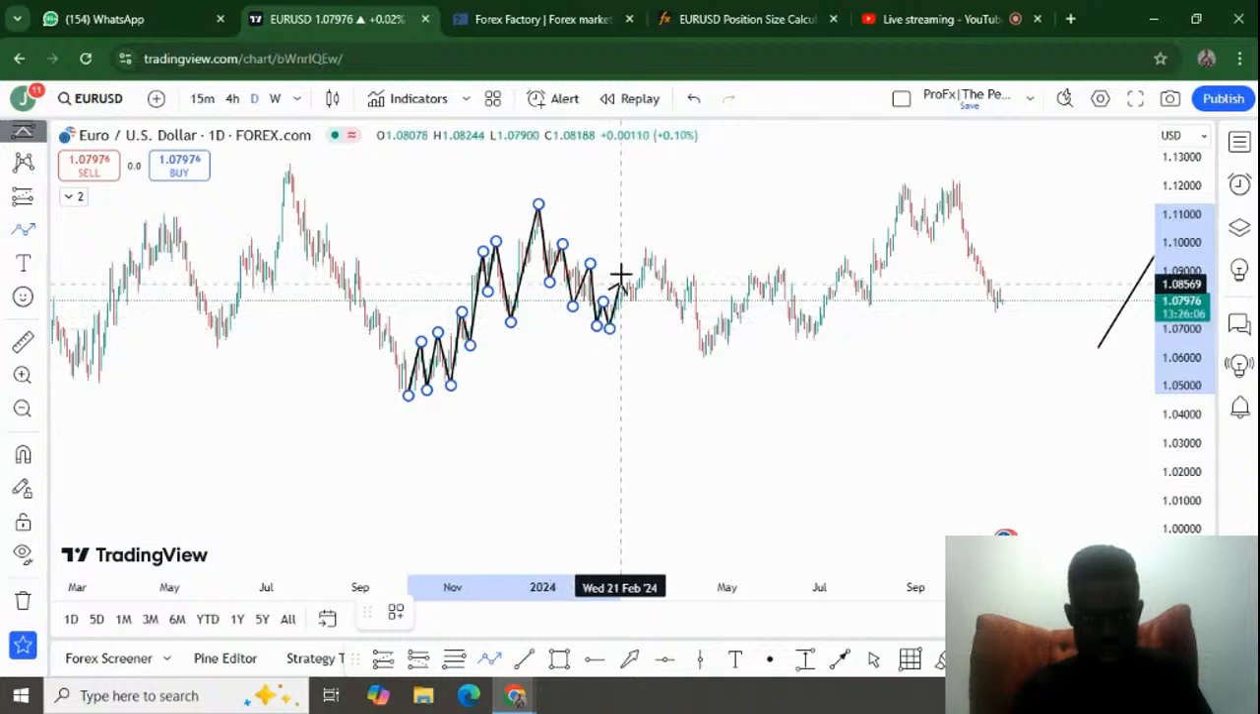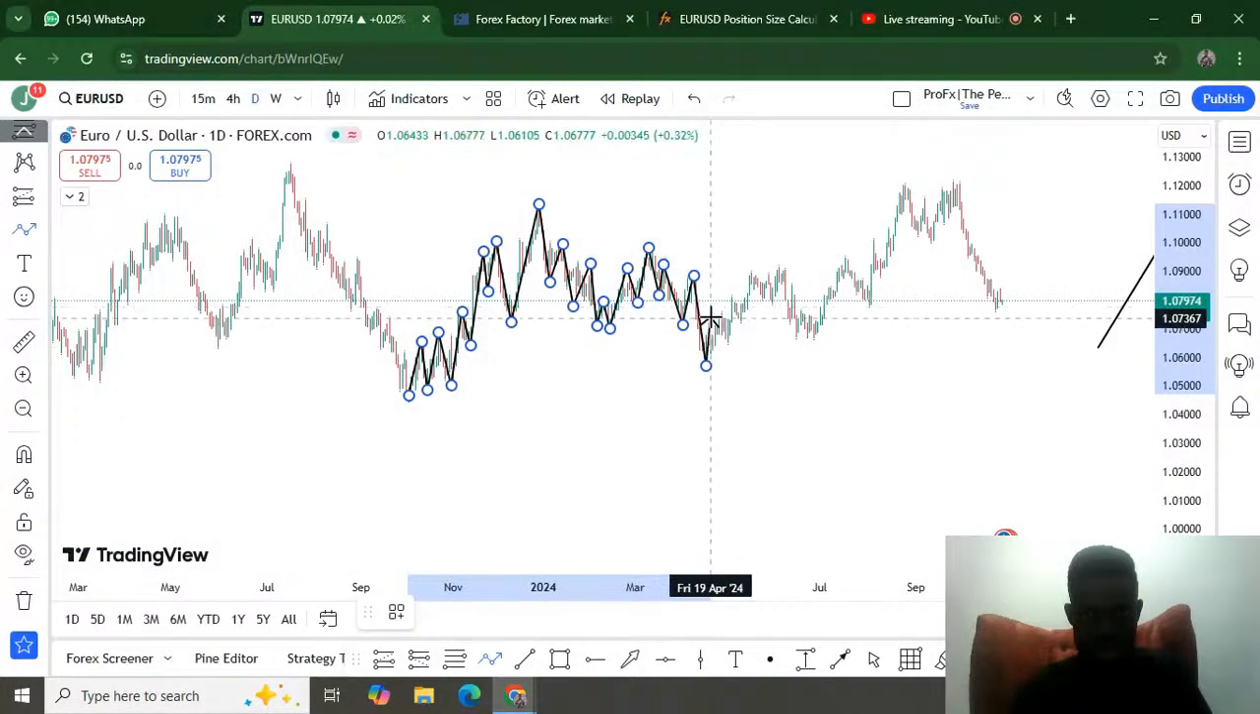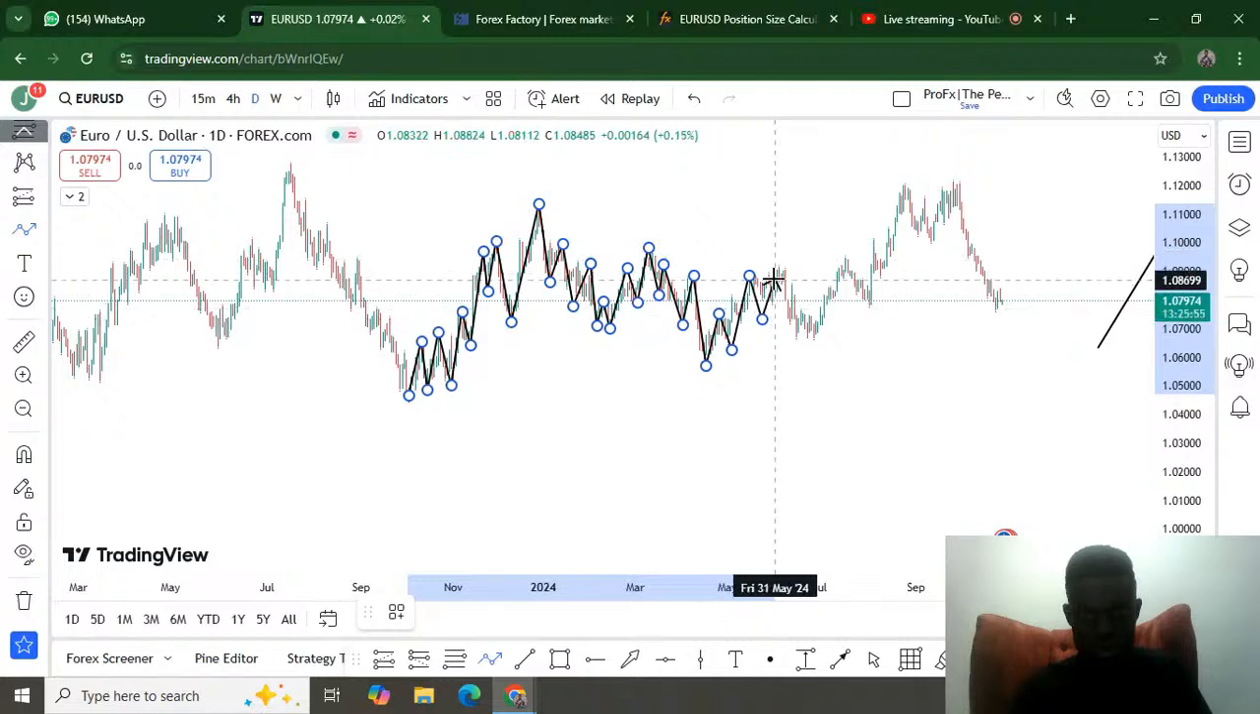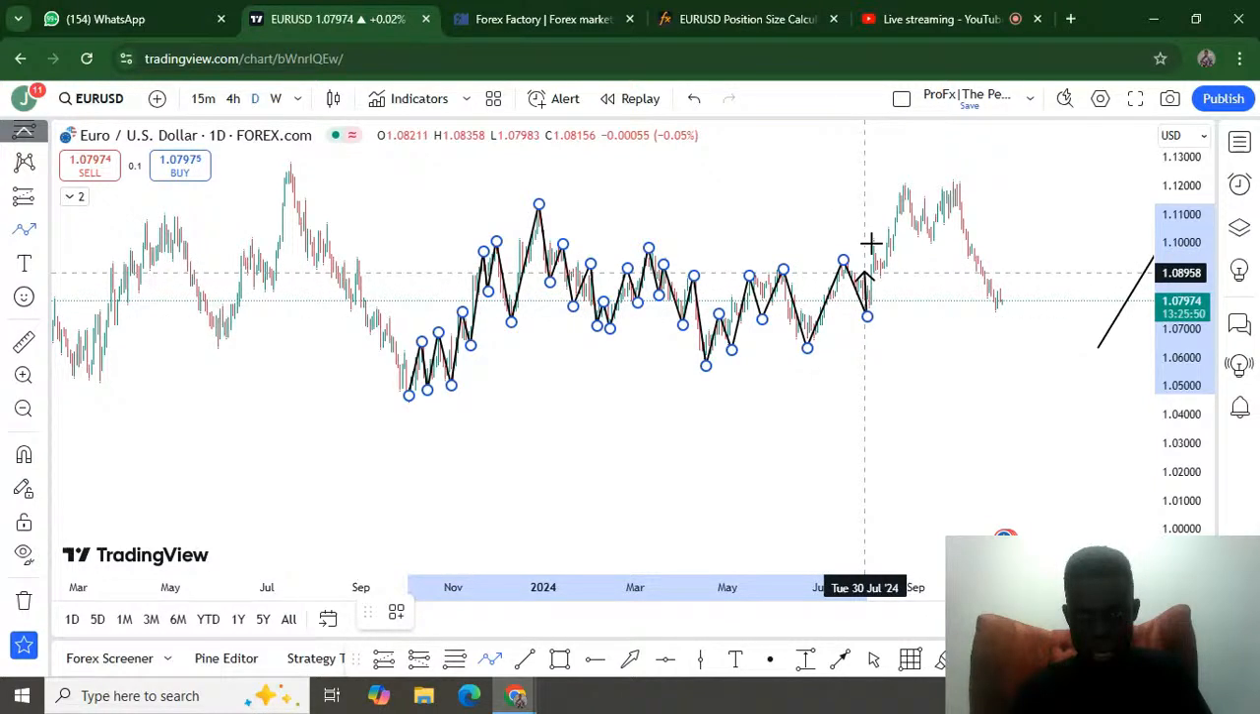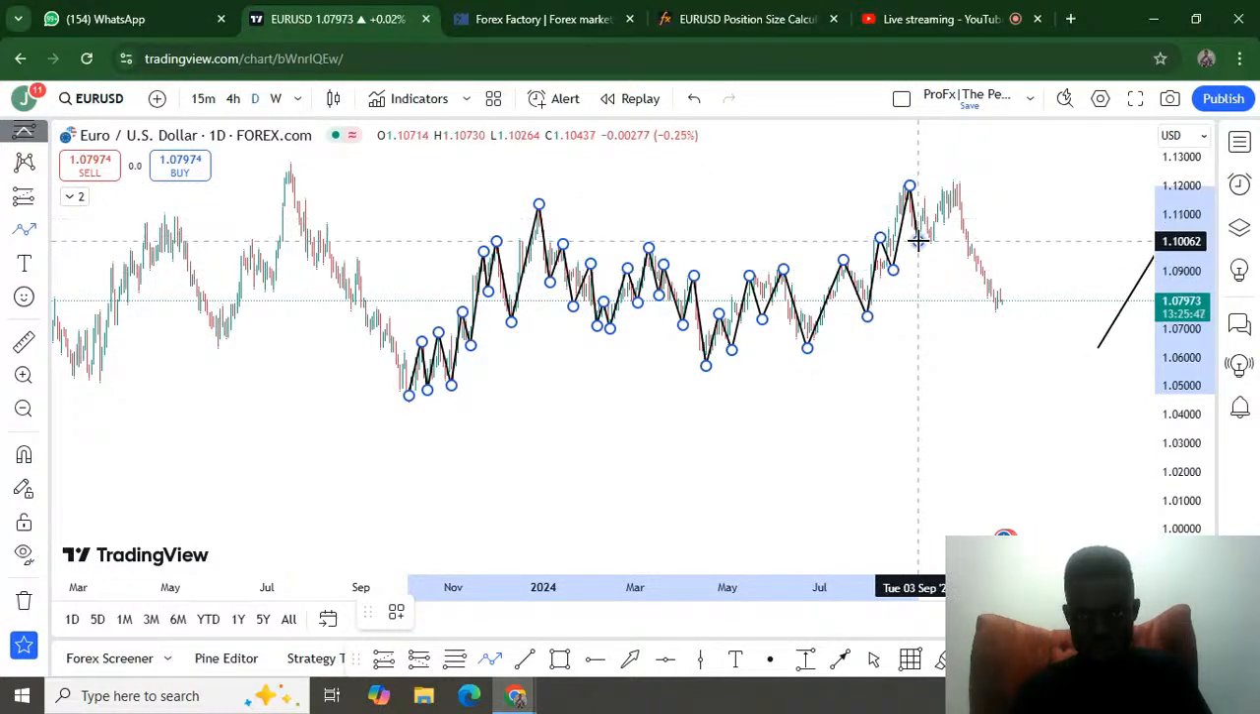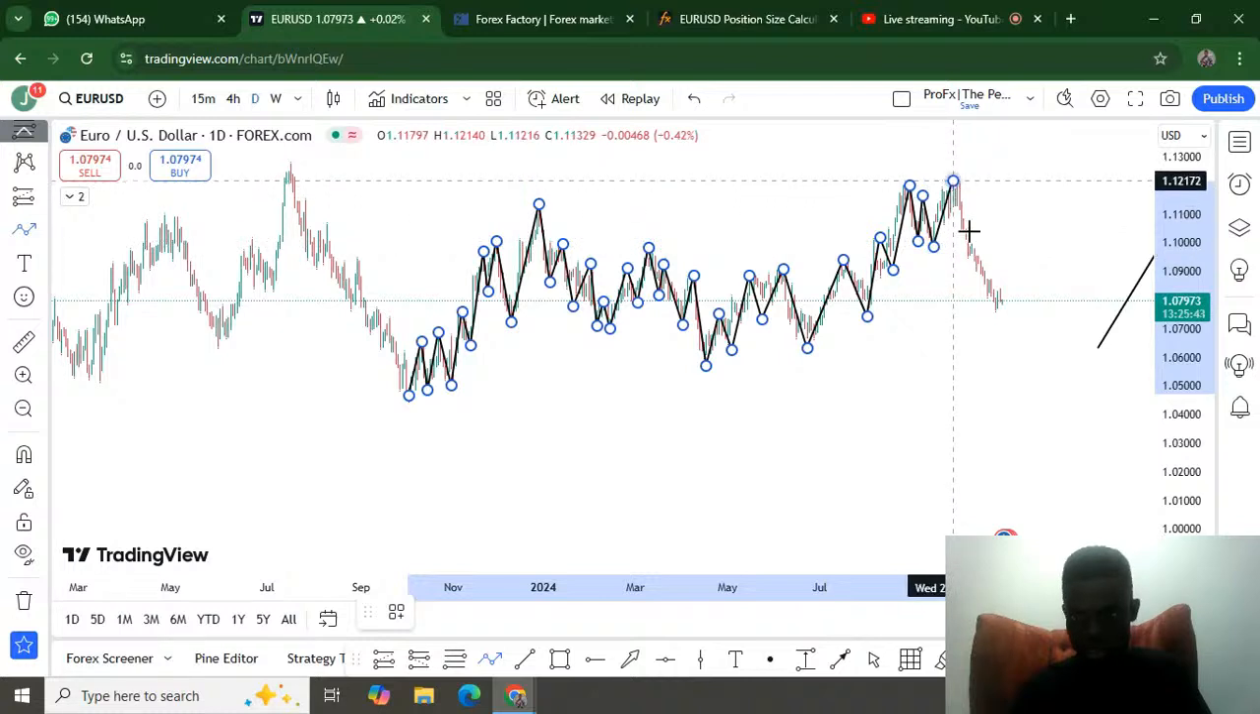We are interested in just tracing the swings. Don't pick every single move. There's no perfection in picking out the swing points. Just make sure you pick out the relevant ones. So this is daily.